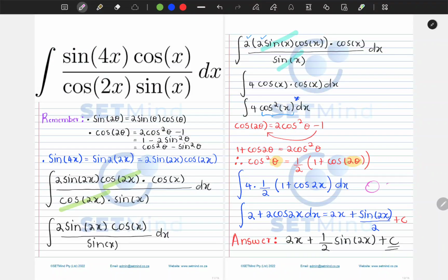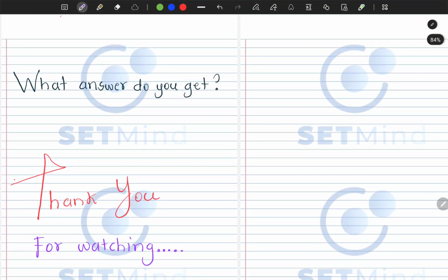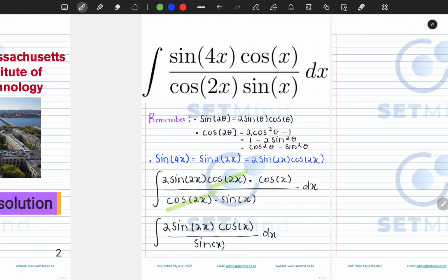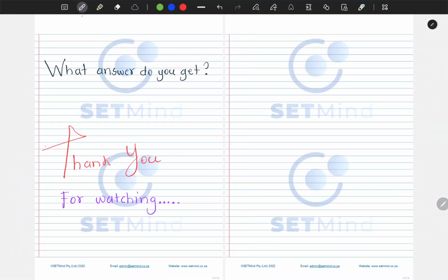I hope it does make sense and you understand how we arrived at this answer. So give it a shot yourself and please inform us if you do get a different answer. In closing, what I would like to know is what answer do you get for this question? So give it a shot and just inform us what answer you get.